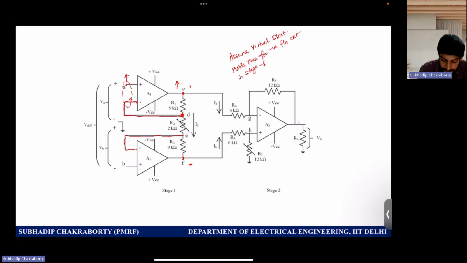So that much we understood, right? So you now have one piece of information that the virtual short will work. So now try and solve the remaining part of the problem to find the first stage, that is VCF, which is being asked.